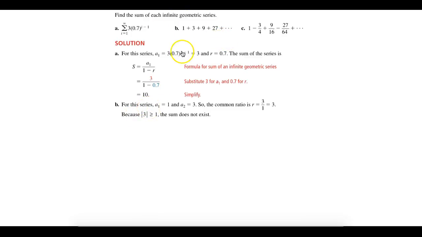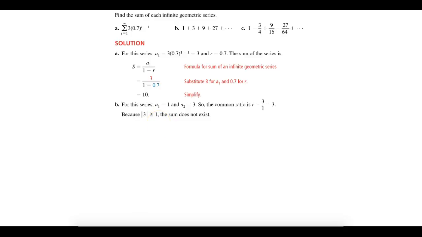So we look to find our common ratio. Remember, our first term is 1, and our second term is 3. So the common ratio is just our second term divided by our first term. So we get 3 over 1, which is 3. Now, this is greater than 1.